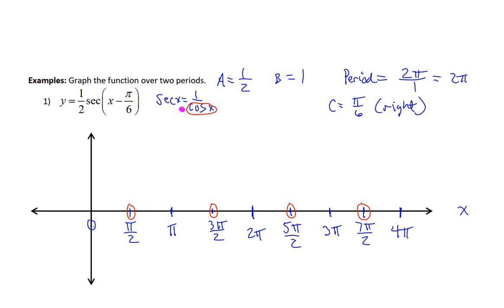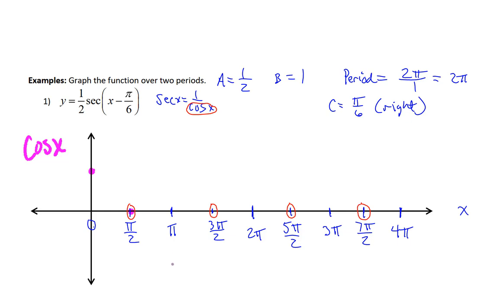If you go back and review the parent function for cosine, remember where it starts at 0? When x is 0, it starts up at 1 on top. And then, where does the cosine graph hit 0? Let me mark this in here. This is cosine of x. Cosine of 0 is 1. Where does cosine hit 0? That's where x, or the input, is pi over 2.